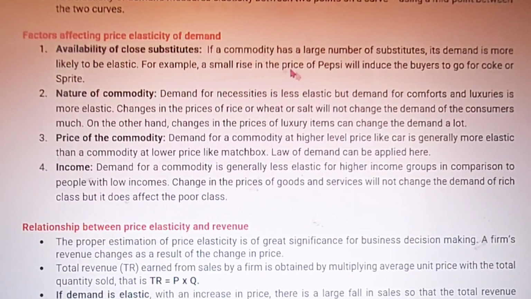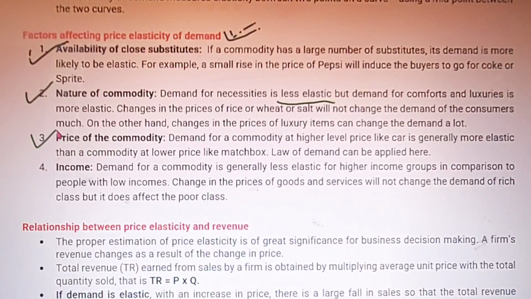Then what are the factors? This question is also very important. You must read everything about elasticity, because this is a very common question. Every year it comes in exams. And basically these are the factors, like availability of close substitutes. If there are close substitutes, the elasticity of demand will be affected accordingly. Then the nature of the commodity. Some commodities can be necessities, comforts, and luxury items. So the elasticity varies according to the nature of the commodity.